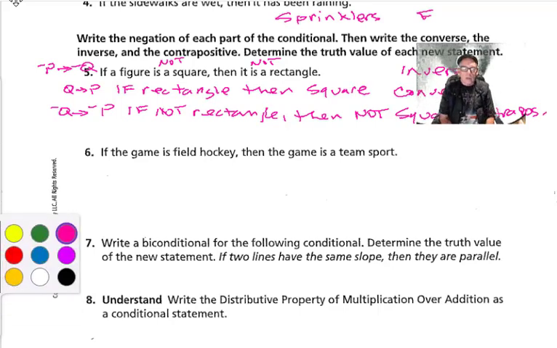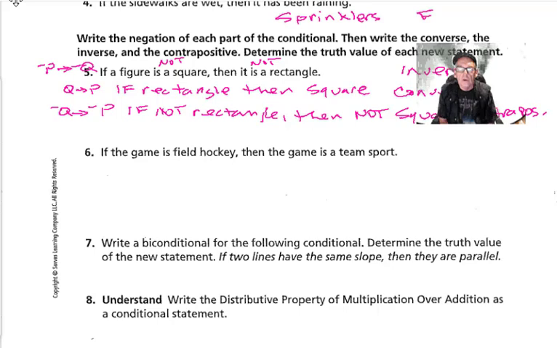Now let's evaluate these in terms of their truth value. So if a figure is not a square, then it's not a rectangle. Well, if it's not a square, it could be a rectangle. That would be a counterexample. That would make that a false statement. If it's a rectangle, then it's a square. Rectangles have opposite sides congruent, but not all equal. Squares have all sides equal. That's actually a false statement.